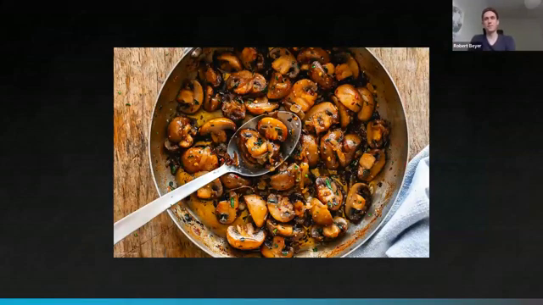Okay, final slide is this one. You might be wondering why you're looking at a pan of mushrooms provoking in garlic oil.